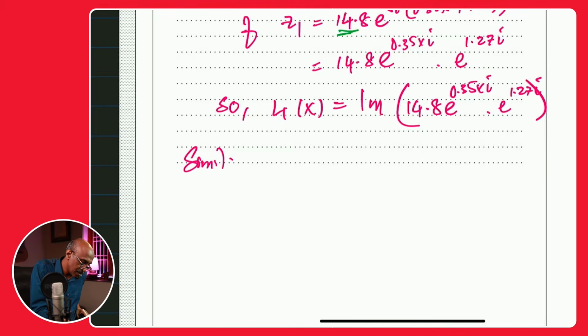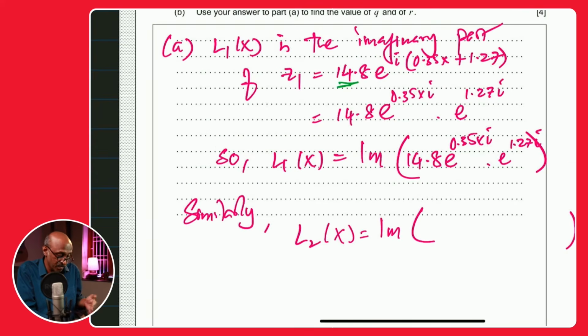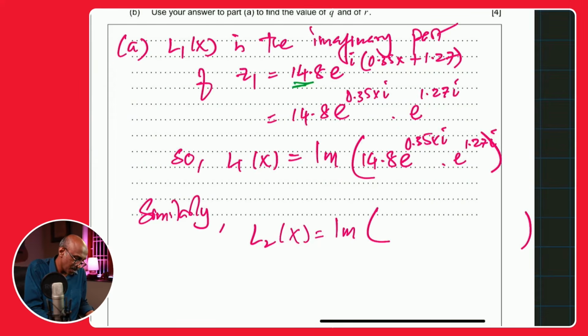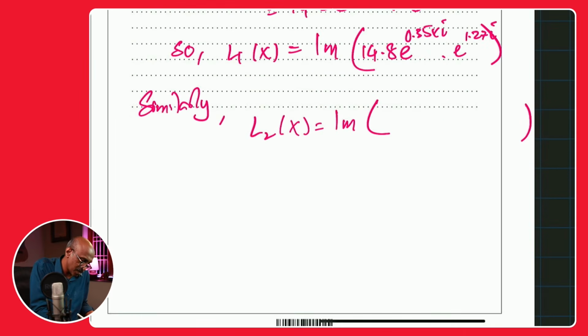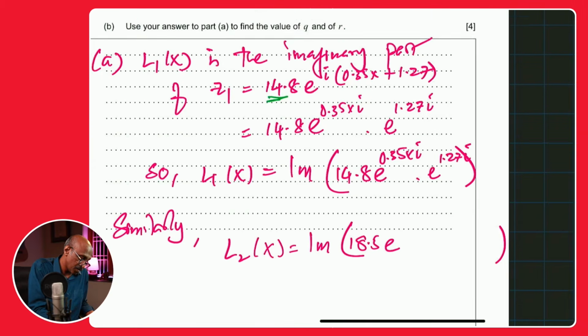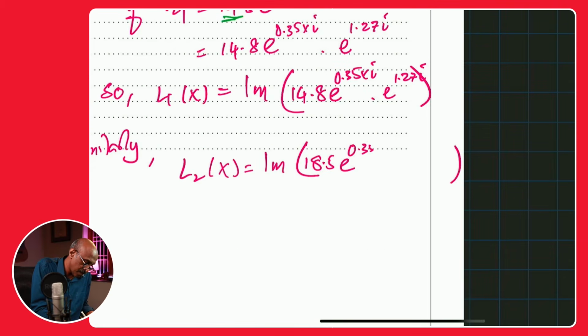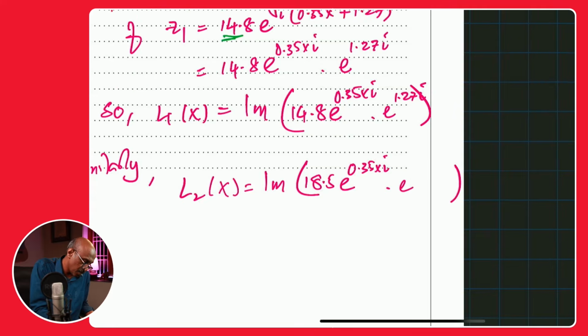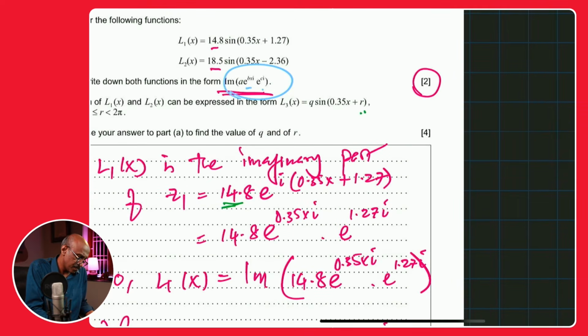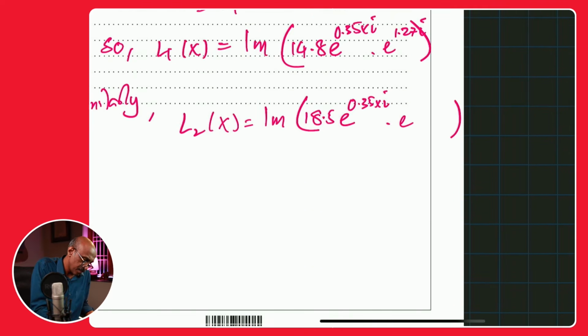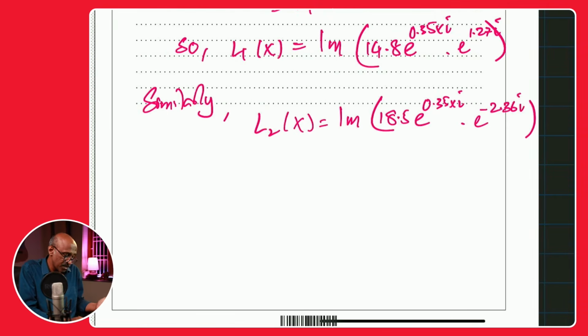In the same way we can write down L2(x). Similarly, L2(x) must be equal to the imaginary part of it. You can use that without showing the whole working, because you've written down the explanation for the first part and it's just 2 points. What is L2(x)? 18.5 e to the power of 0.35xi, the x part is the same, times e to the power of negative 2.36i. Now this is the imaginary part of a second complex number Z2.